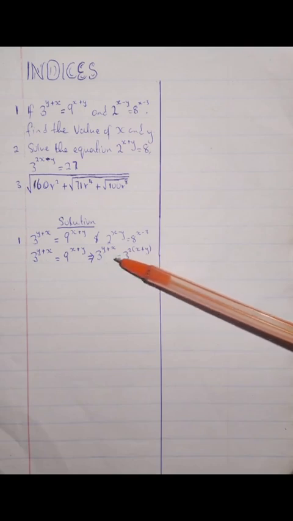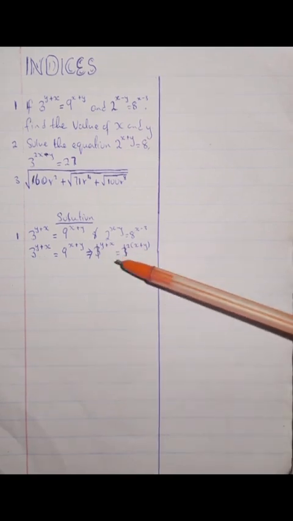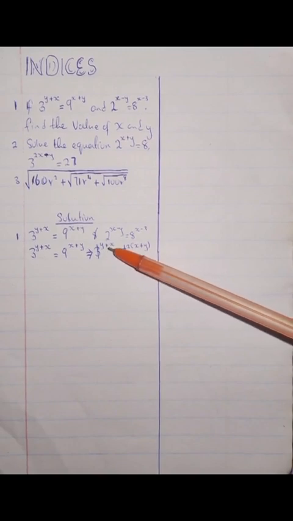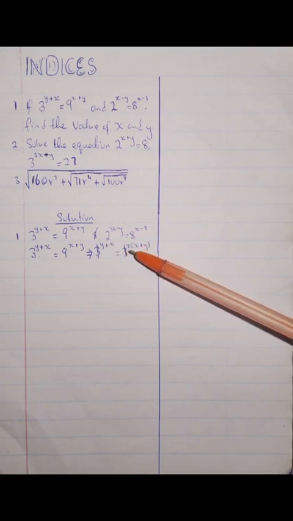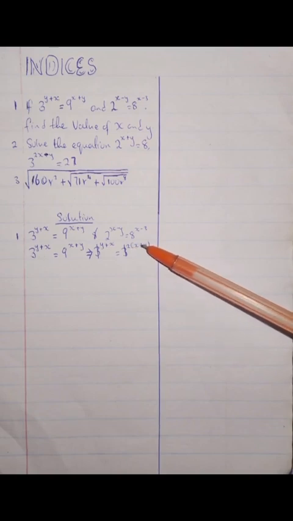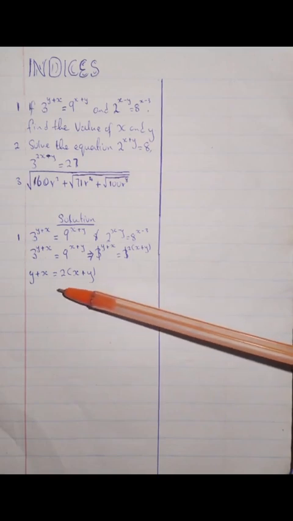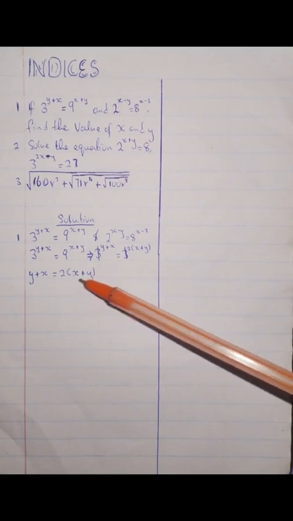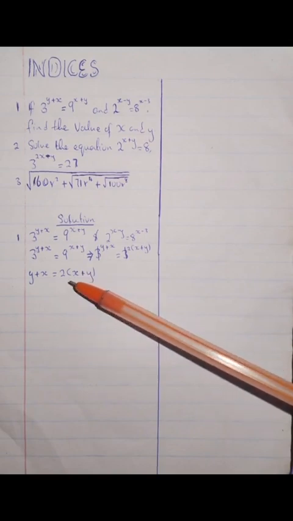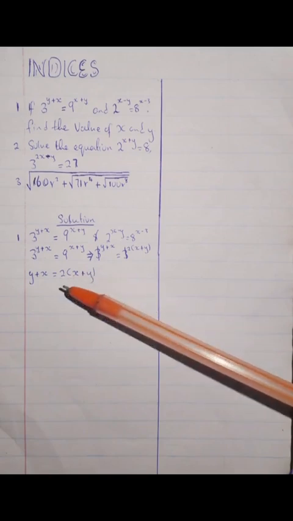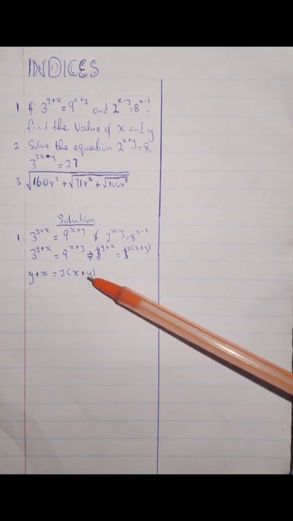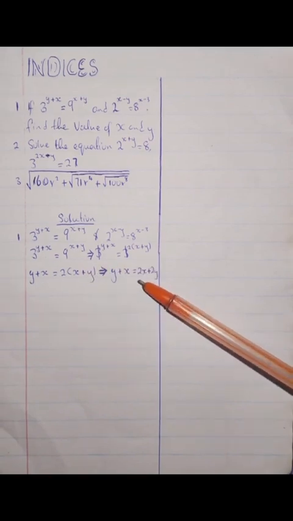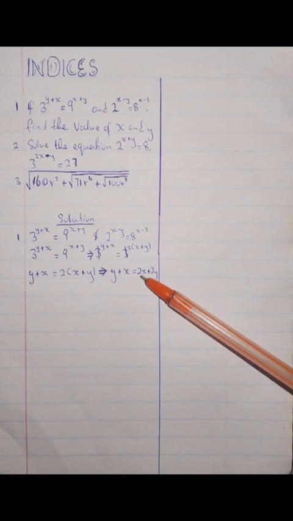What do we do? We cancel out the bases, and after cancelling the bases, you can see we are left with the powers. We are left with y plus x equals 2 bracket x plus y. So we write it out. After we've gotten this, the next thing is to expand this bracket. If we expand this bracket, 2 will multiply everything in this bracket. 2 times x is 2x, 2 times y is 2y. So we'll be having y plus x equals 2x plus 2y.